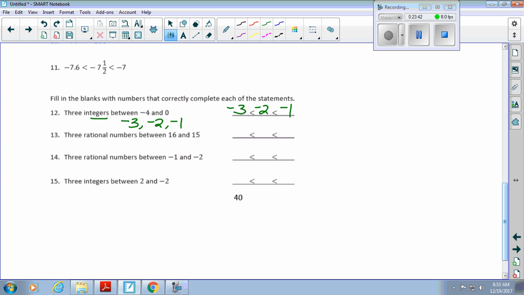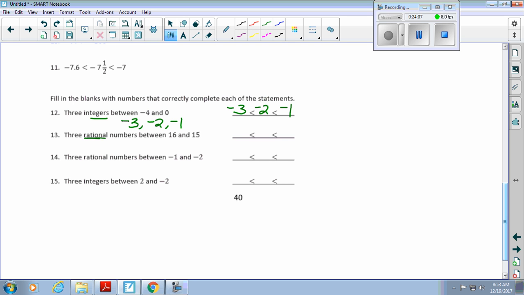All right. 3 rational numbers. Rational means it could be any number that could be written as a fraction, or a ratio. So essentially, it's looking for all the numbers. It could be an infinite number of things between 16 and 15, but you just had to come up with 3. All right. So you can't use 15 because it has to be between 15 and 16.